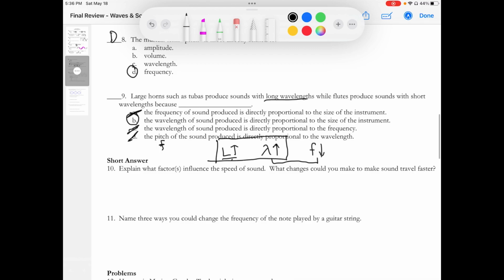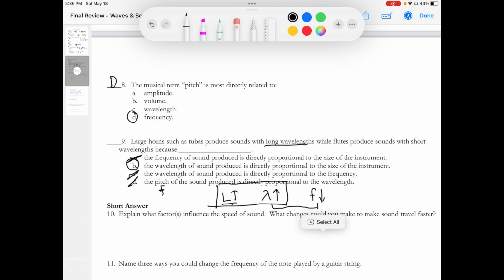And I could draw this out too. Let's say I'm doing a tube instrument like a flute, which is little and tiny. And I'm going to do the third harmonic.